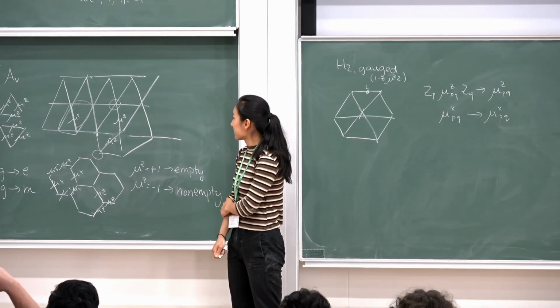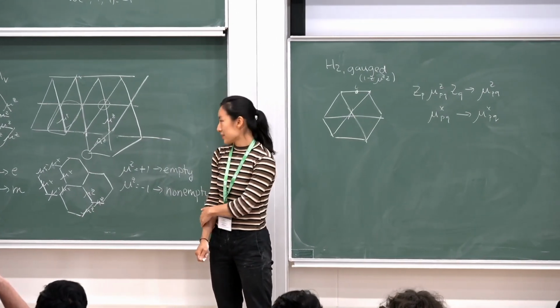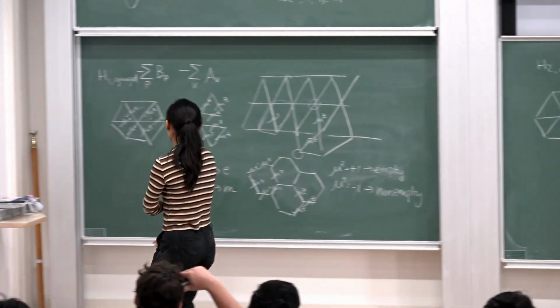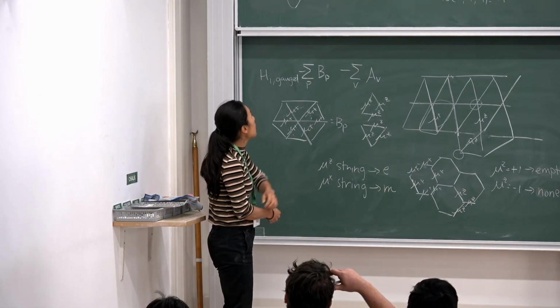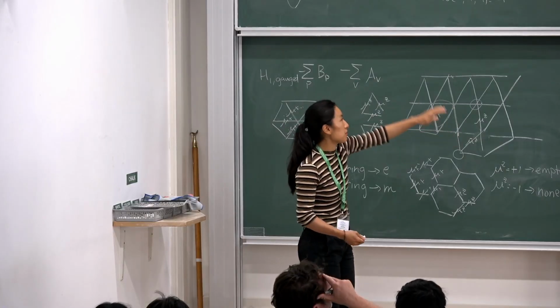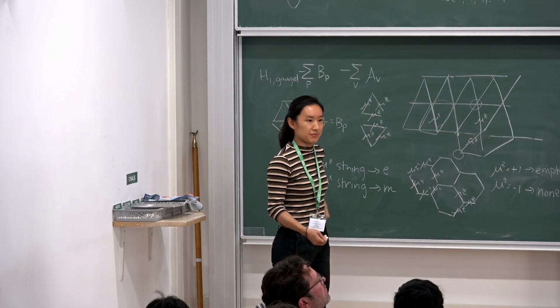Another stupid question is BP, is it supposed to have an X in the center? No, so this is just acting on the gauge degrees of freedom. And it doesn't have an X in the center because we've used the Gauss law to replace the X with the product of. Yeah.